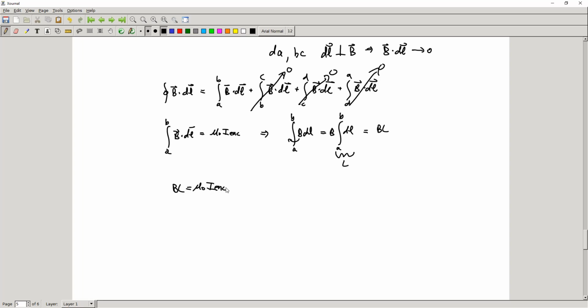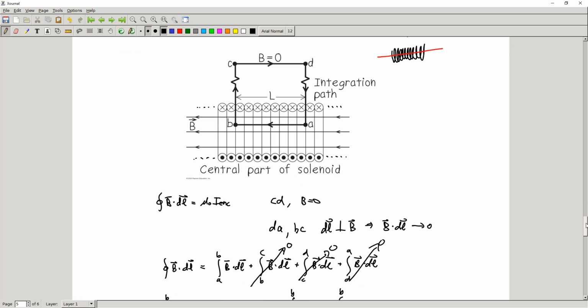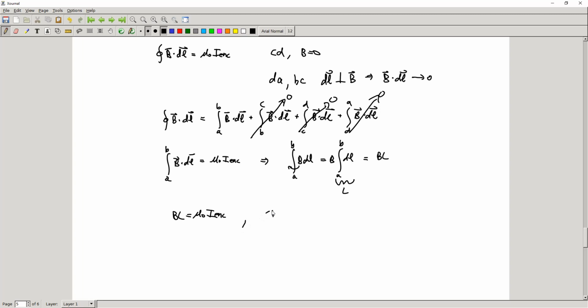The only question left to answer here is, what is I enclosed, right? Well, I enclosed is going to be the number of wires that we have enclosed in our loop times the current in each of those wires. Well, how many wires do we have enclosed? We know that we have n wires per L, right? And we have a length L. So what is our I enclosed? Well, I enclosed is going to be equal to n L. That's the number of wires. This is the number of wires per unit length. This is the length times the current in each of those wires, right?